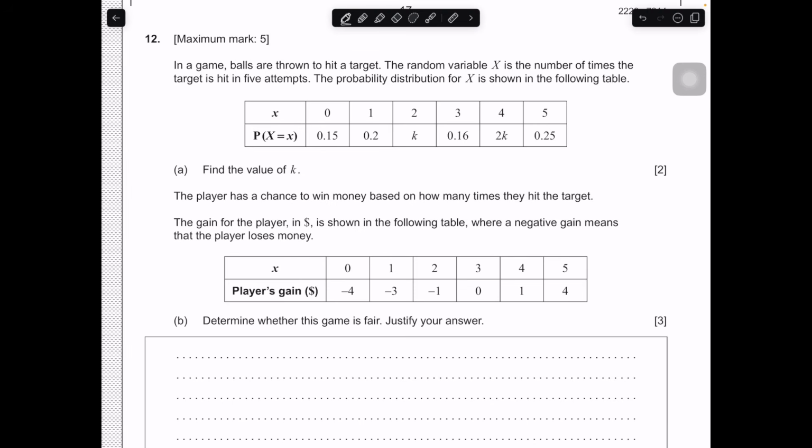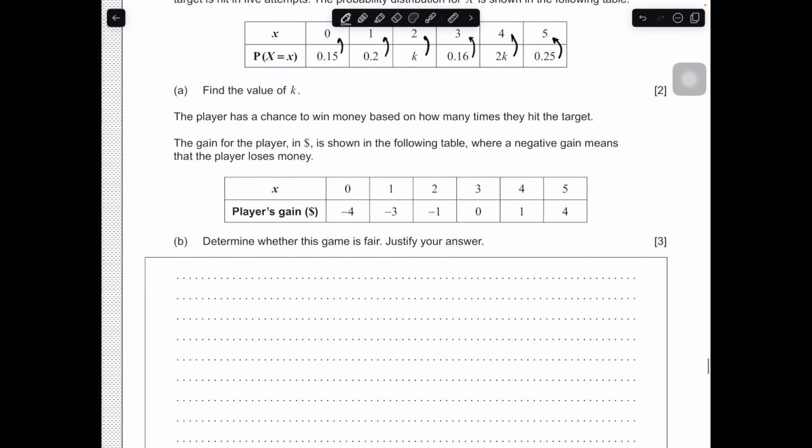So what are we saying? There is a 15% chance that the target is hit 0 times, a 20% chance that the target is hit 1 time, a k% chance that it's hit 2 times, 0.16 or 16% that it's hit 3 times, 2k that it's hit 4 times, and then a 25% chance that we hit the target 5 times on 5 attempts. So find the value of k.